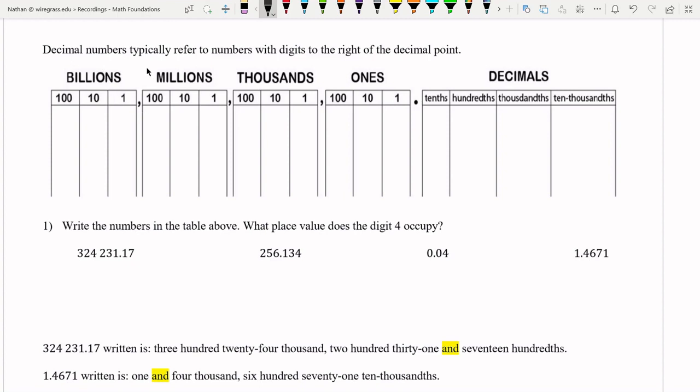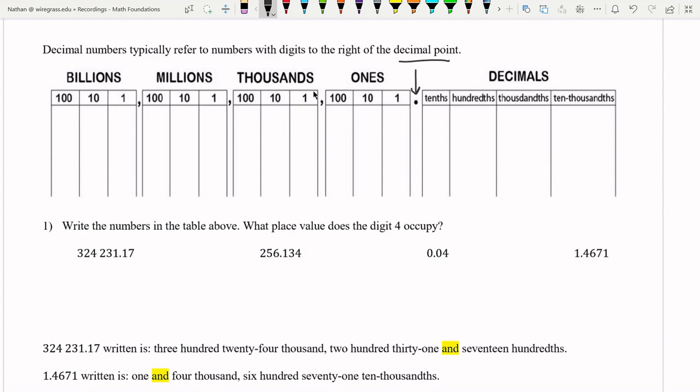Decimal numbers typically refer to numbers with digits to the right of the decimal point, which we can see right here. Now, technically, decimal is our number system. Decimal numbers will typically refer to numbers that actually do have these smaller numbers, which are parts of whole numbers. That's why it's used in this context.